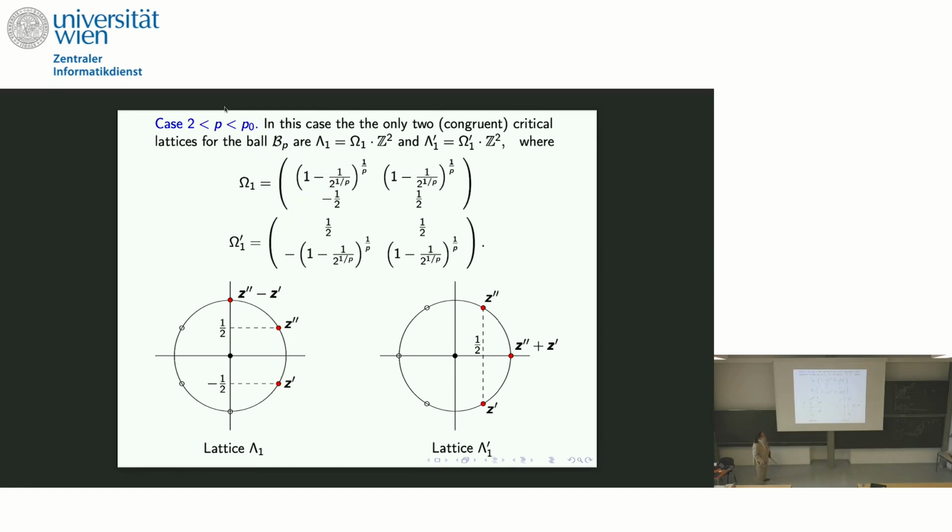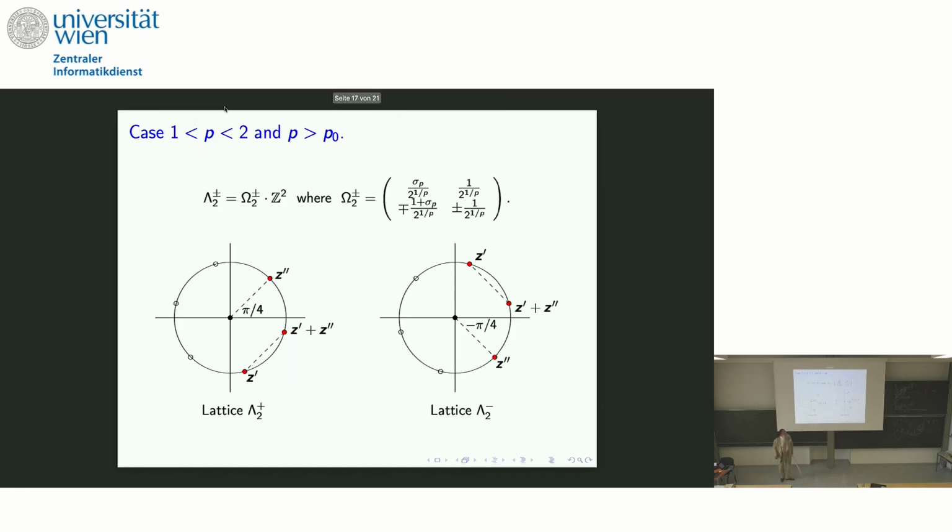So, what are critical lattices? There are two types of critical lattices. One has a point on the coordinate axis, and then the segment between z prime and z2 prime should be parallel to this. This is one type of critical lattice for p less than p0. Now for p greater than p0, there is another type of critical lattice. We have the bisector, and we have two points parallel to the bisector.